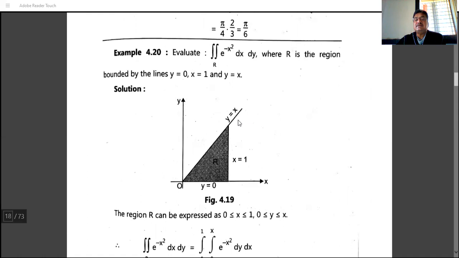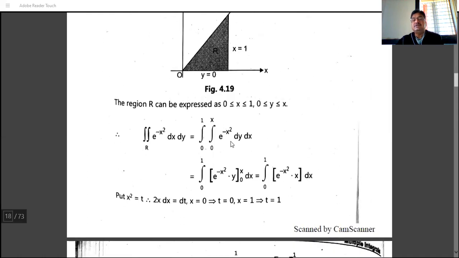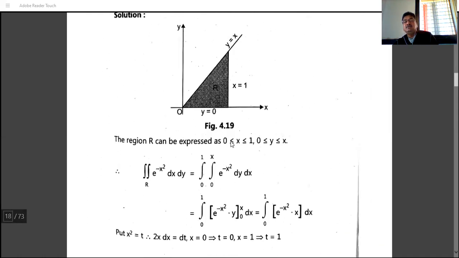But in this example, we have to integrate with respect to y first. If we integrate with respect to x first, then it becomes complicated, because the integration of e raised to minus x square with respect to x becomes complicated. So we have to integrate with respect to y first. That means we have to take a strip parallel to the y-axis. So draw here a strip parallel to the y-axis.